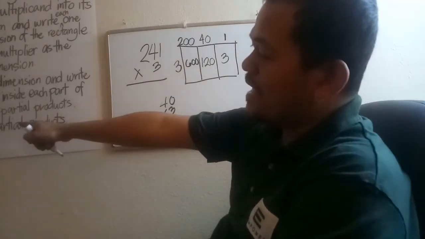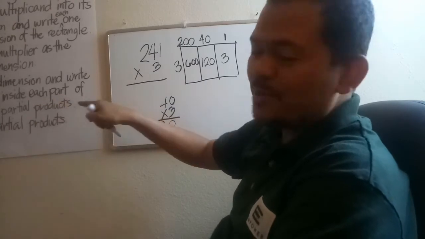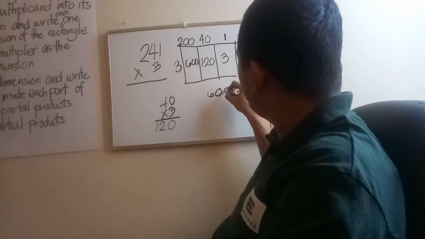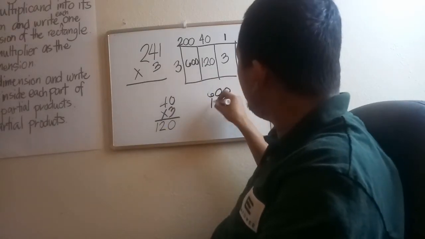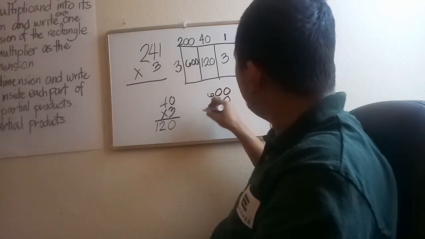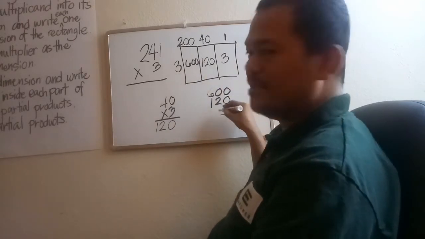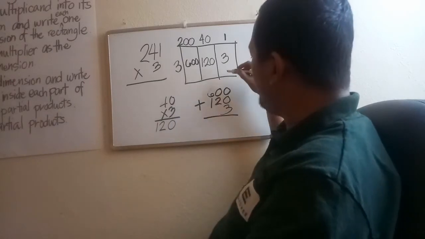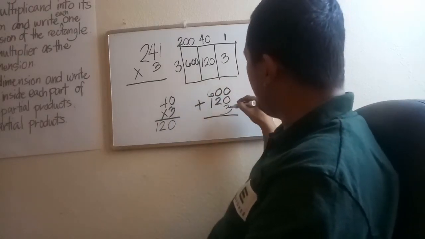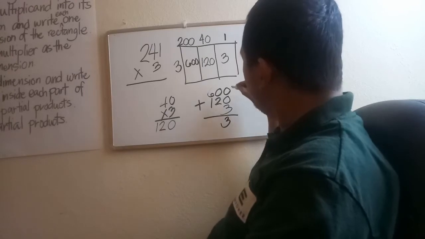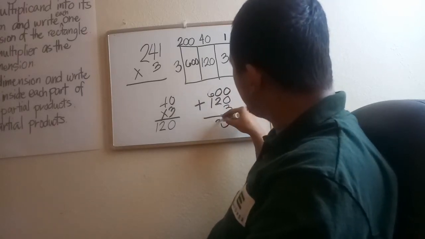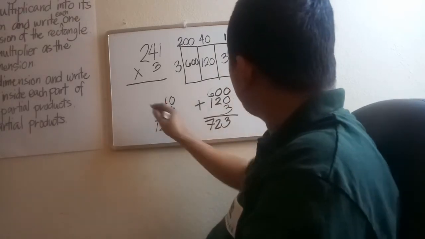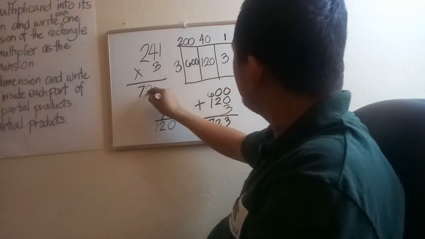Then, the last one is to add the partial products to get the final product. So you got here 600. You got here 120. Always make sure to align them. Then 3. Okay? So when you add them all together, align them by their place value. 0 plus 0 plus 3 equals 3. 0 plus 2 equals 2. 6 plus 1 equals 7. The answer is 723.